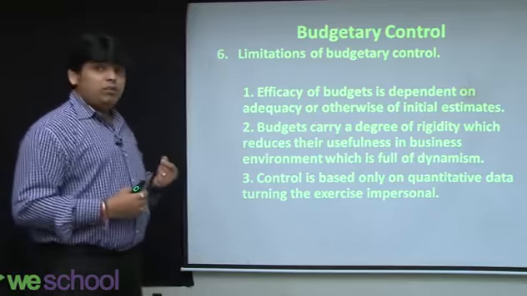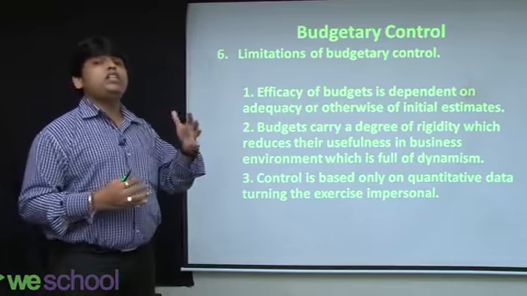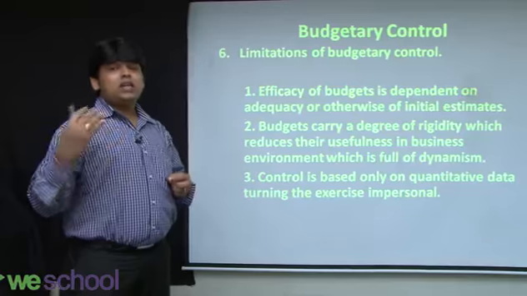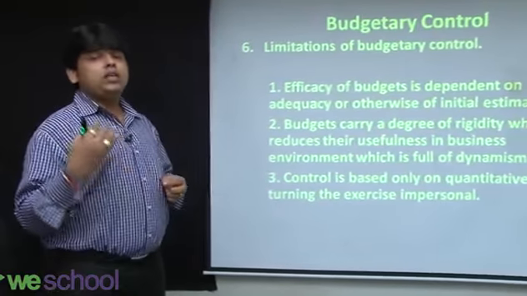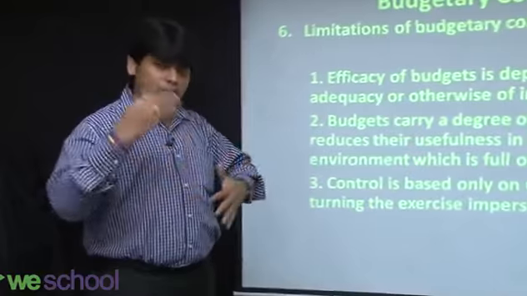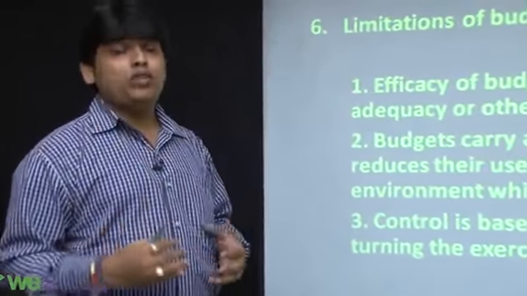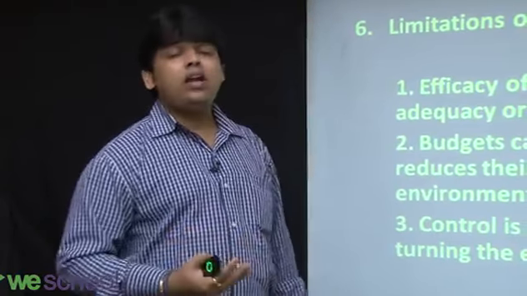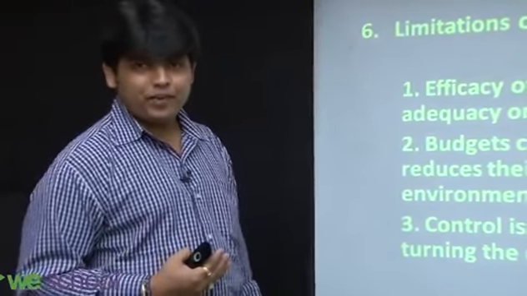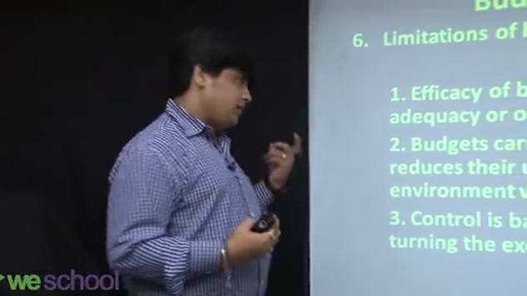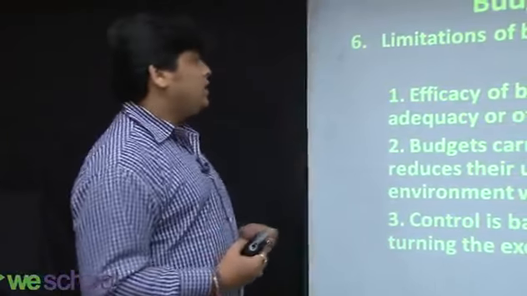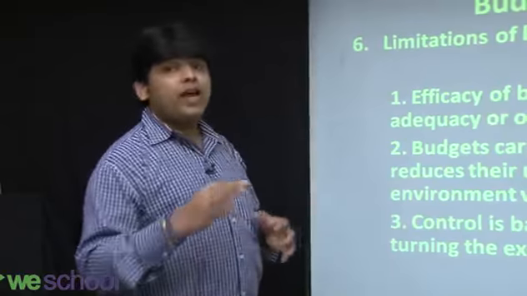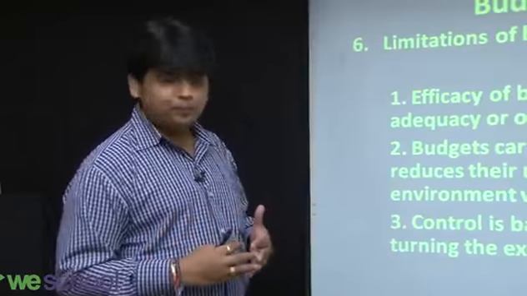Budget carries a degree of rigidity. In budgeting, some kinds of budget remain fixed; they are not flexible with changes. I have made a budget, but suddenly there are natural calamities, or a strike, or a fluctuation in the market. Because of that the budget gets disturbed, and you cannot suddenly make changes in it. So this is one of the drawbacks of budgetary control. Budget carries a degree of rigidity which reduces its usefulness in a business environment that is full of dynamism and full of probability.